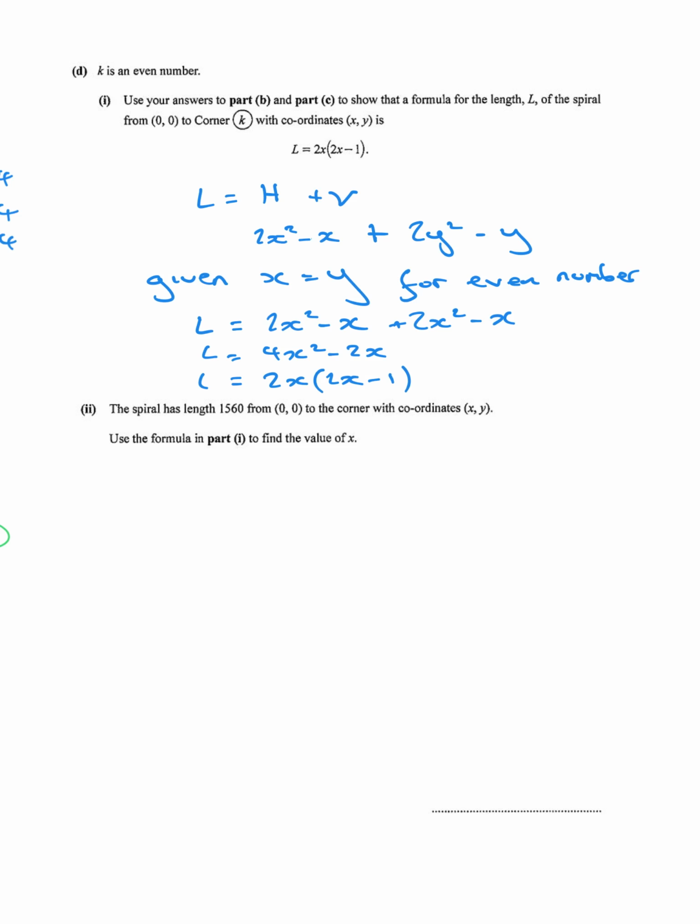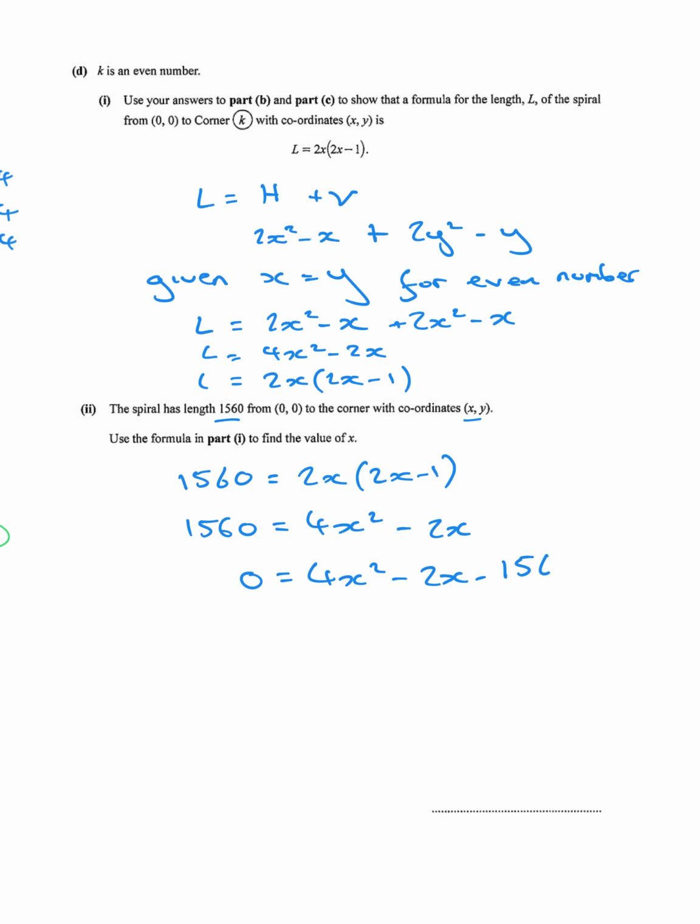So we're given this, and the length of the spiral is 1560 to the corner with coordinates x, y. Find the value of x. Okay, so 1560 is equal to 4x squared minus 2x. And you could have got this even if you hadn't got the previous answer, because we're just using this formula here. So 0 equals 4x squared minus 2x minus 1560.